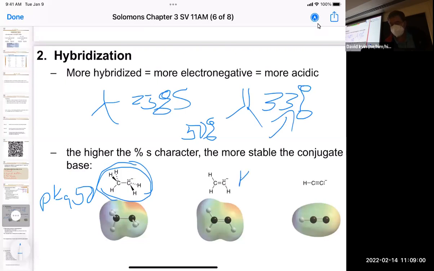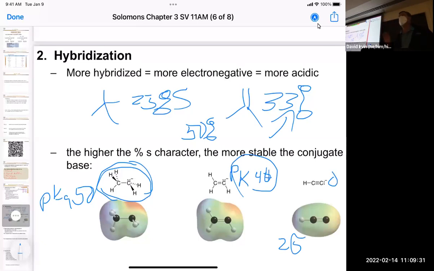It has a pKa of around, let's see, I think it's 45, no, 40. And then if we go to the last one, this sp hybridized, the pKa drops all the way down to 25. Let me double check this number on my next slide here. Okay. 44, I was close, 44.